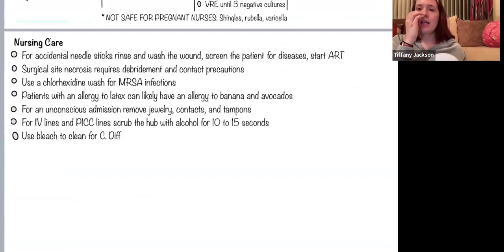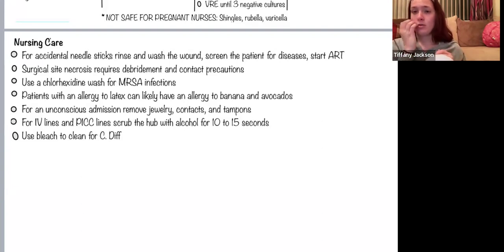Some of our nursing care for safety and infection control: if there's ever an accidental needle stick, first thing we want to do is bleed the wound, rinse and wash the wound. Then we're going to screen the patient for disease. So if you get a needle stick in room 54, they're going to run labs on the patient in room 54. They're also going to start the nurse on ART. If your patient ever has surgical site necrosis, this requires surgical debridement, and we will be placing that patient on contact precautions. Chlorhexidine wash is what is used for MRSA infections.